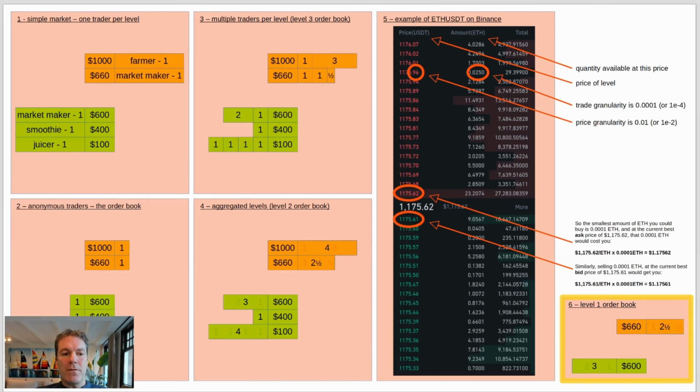And finally, just for completeness, box 6 shows us a level 1 order book. This is where an exchange shows us just the best bid and best offer prices and quantities in the market. You get no other information than the current best bid and best offer prices.